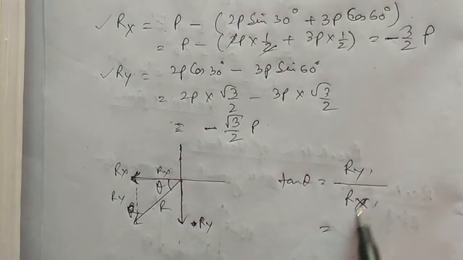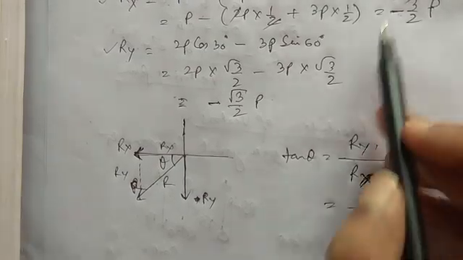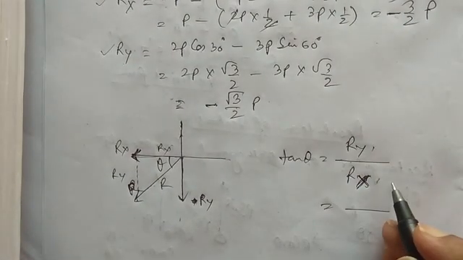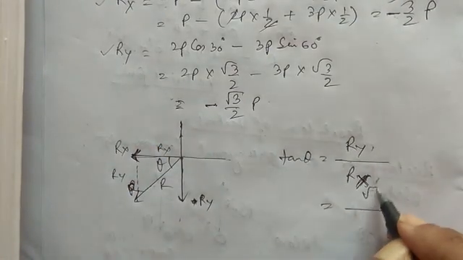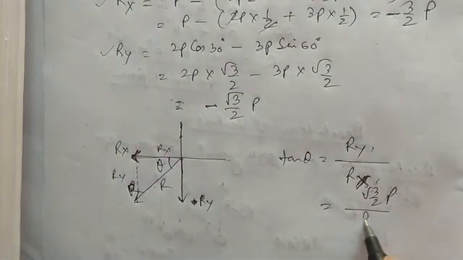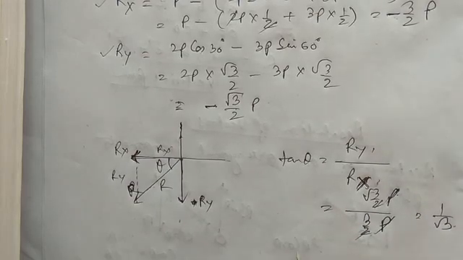Now it is better not to replace the sign here. It is better not to replace the sign, only the magnitude should be replaced. Ry is root 3 by 2 P and Rx is 3 by 2 P. P gets cancelled, 2 gets cancelled, so 1 by root 3. Theta is equal to 30 degrees.